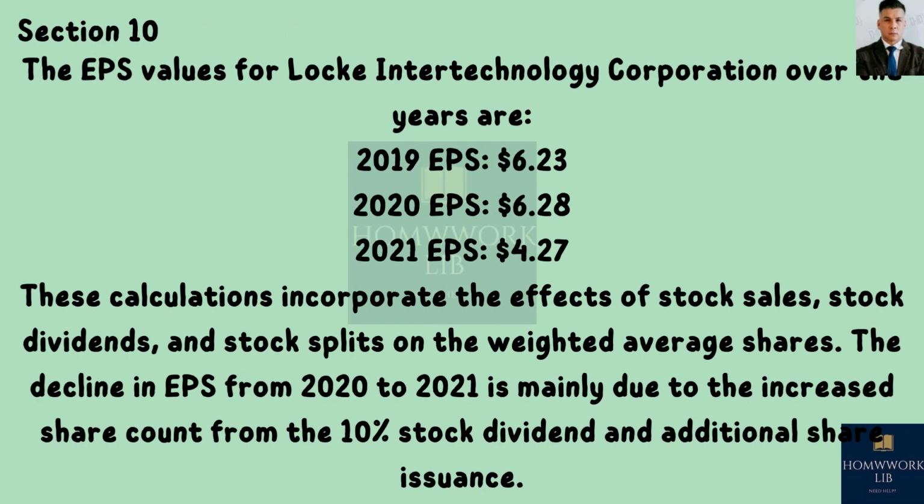Section 9. The EPS values for Locke Intertechnology Corporation over the years are: 2019 EPS, $6.23; 2020 EPS, $6.28; 2021 EPS, $4.27. These calculations incorporate the effects of stock sales, stock dividends, and stock splits on the weighted average shares. The decline in EPS from 2020 to 2021 is mainly due to the increased share count from the 10% stock dividend and additional share issuance.